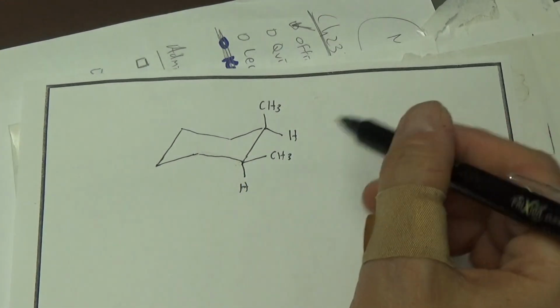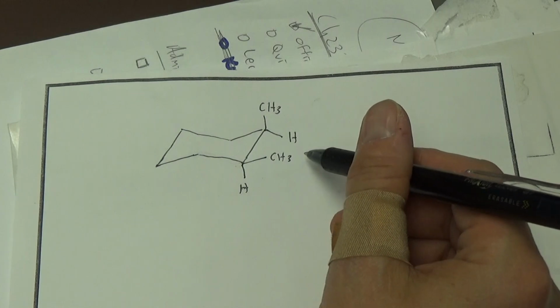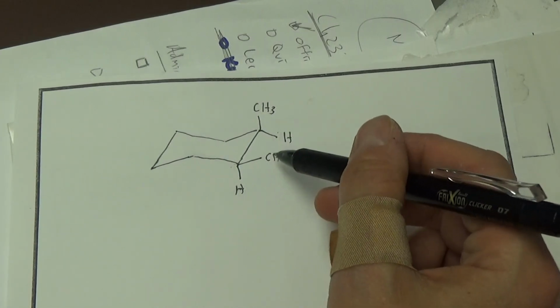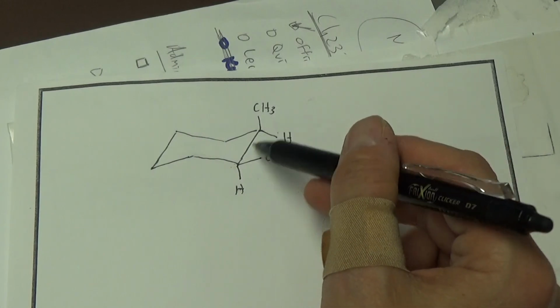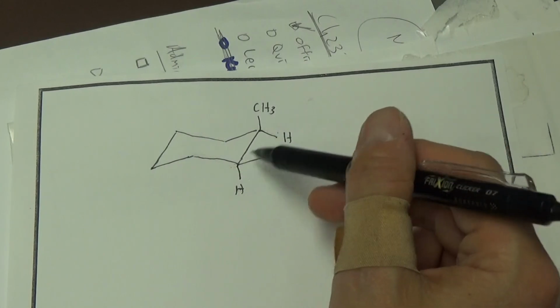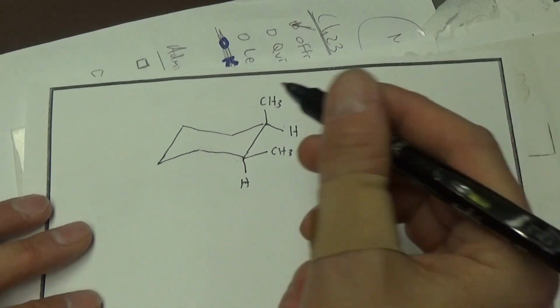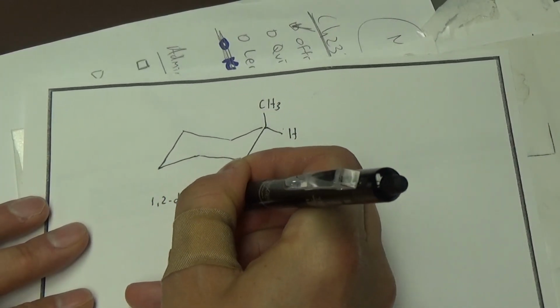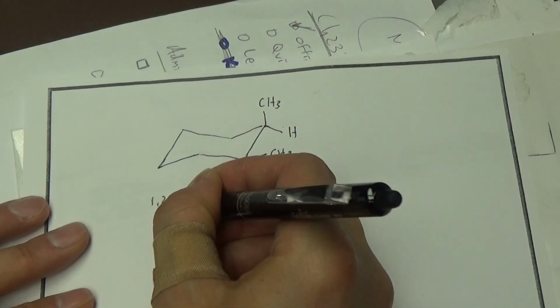Okay. What's the name of this molecule? It's 1,2-dimethyl, well, because you have two methyls, right? And the numbering would be the same because both of them are methyl. So it's 1,2-dimethylcyclohexane.